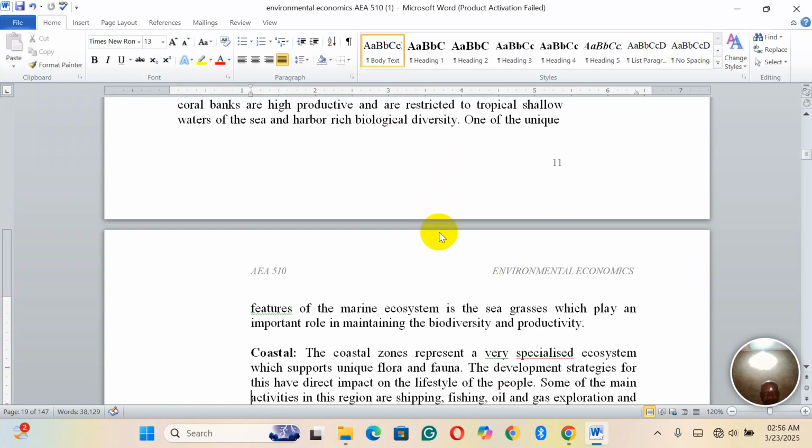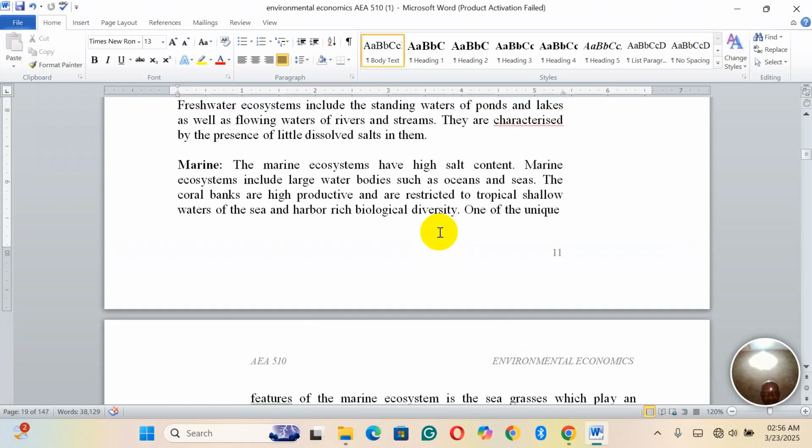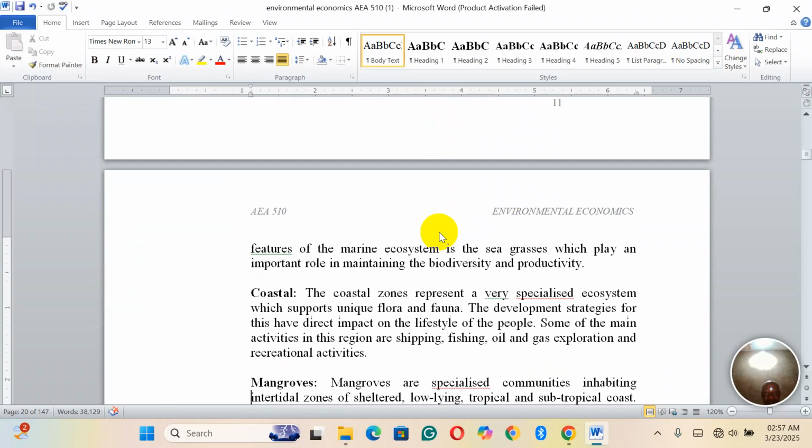Then we're looking at the marine ecosystem, which has a high salt content. Marine ecosystems include large water bodies such as the ocean and the sea. The coral banks are highly productive and are restricted to tropical, shallow waters of the sea and have a rich biological diversity. One of the unique features of the marine ecosystem is the sea grasses, which play an important role in maintaining the biodiversity and the productivity.